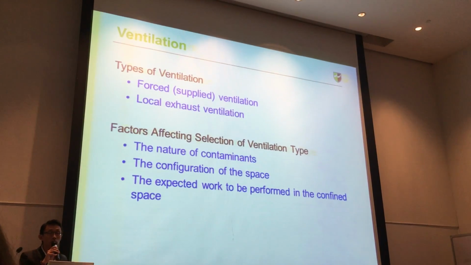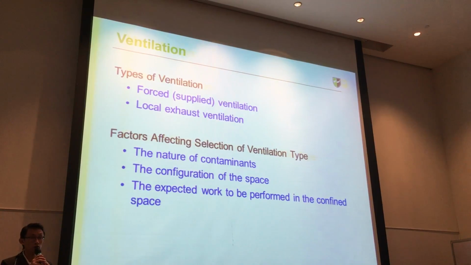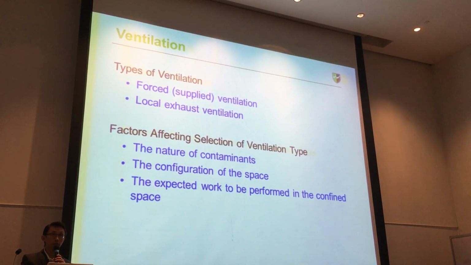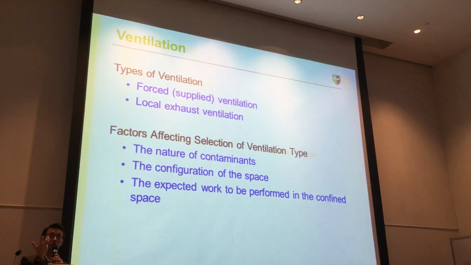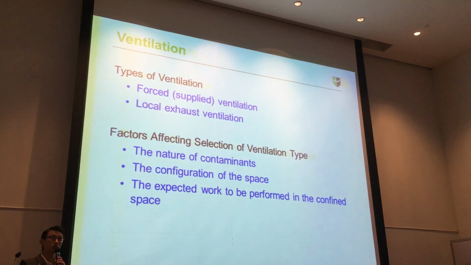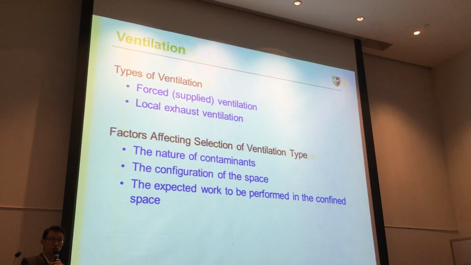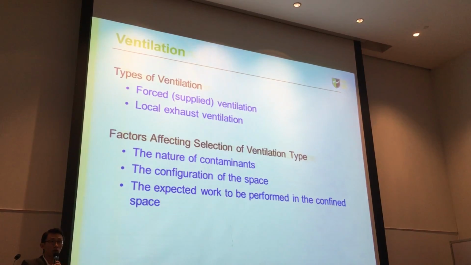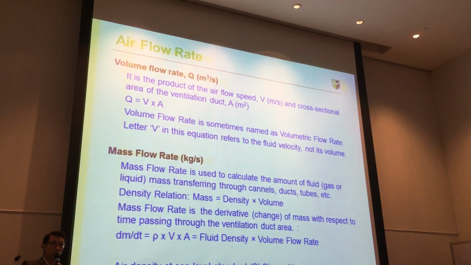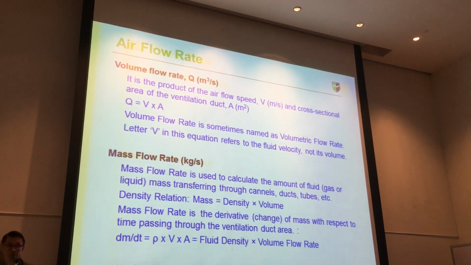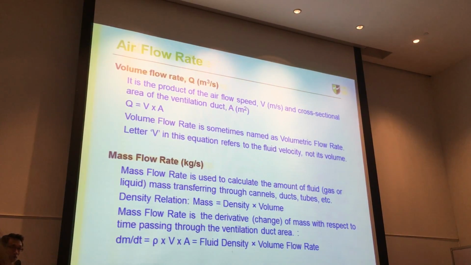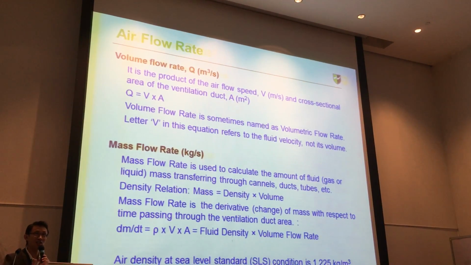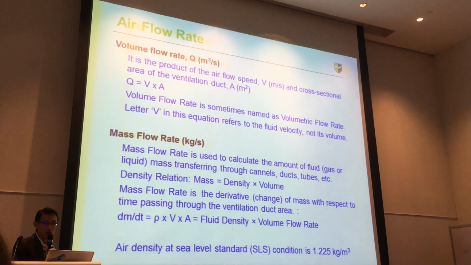So then we will know some factors that affect the selection of the ventilation type. The 3 blue bullet points below: what type of contaminants, how big or small your space is, and what kind of work is expected in that area. This is why you need your calculator. There's a bit of thermal fluids. Yeah, there's a bit of Miss Young element inside here.